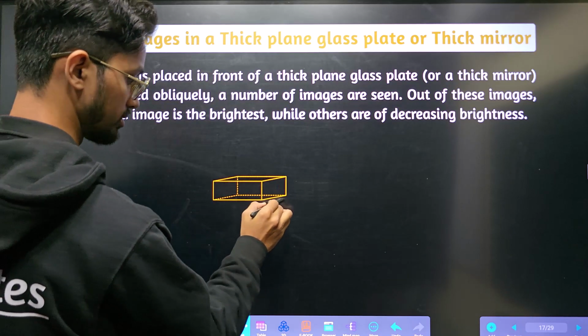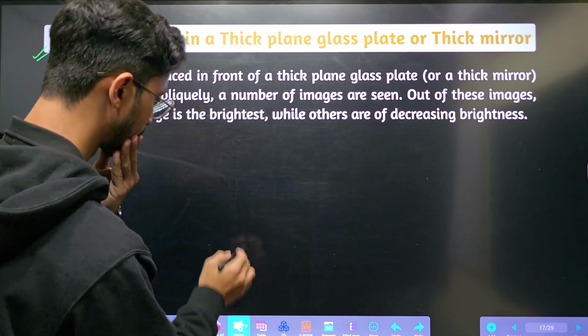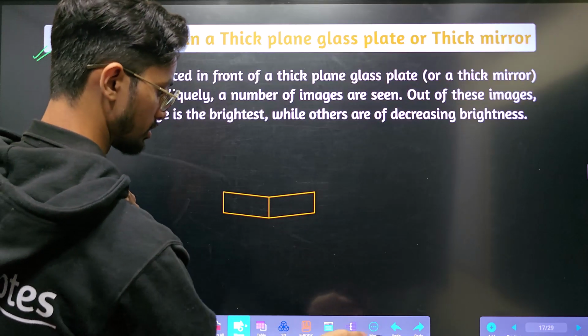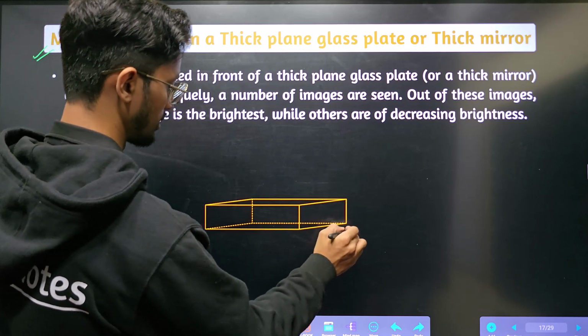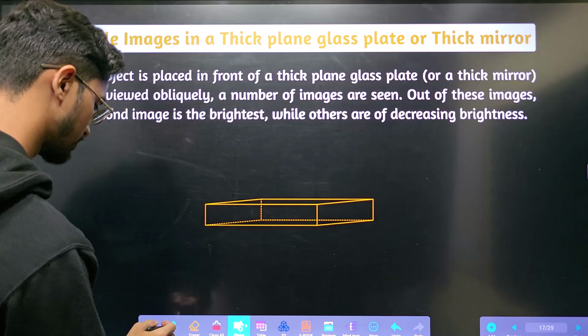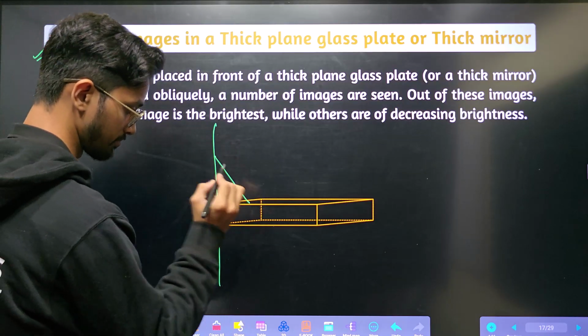We can do it like this. We'll take this. No, this is good. Okay, let's take this. What's happening here? A ray of light falls here.